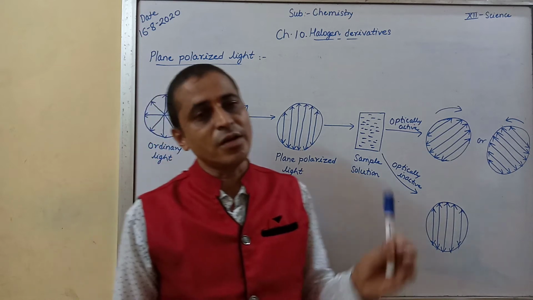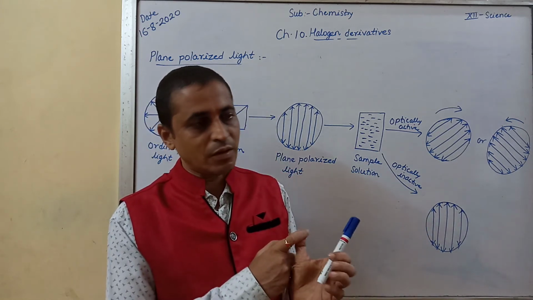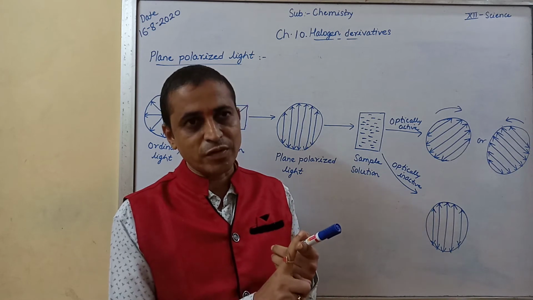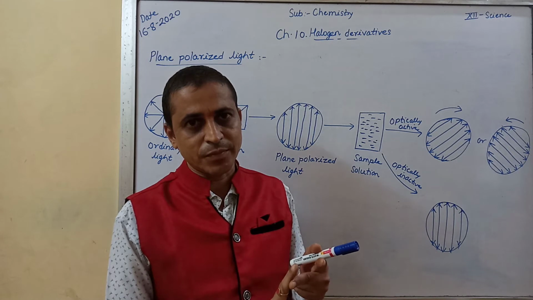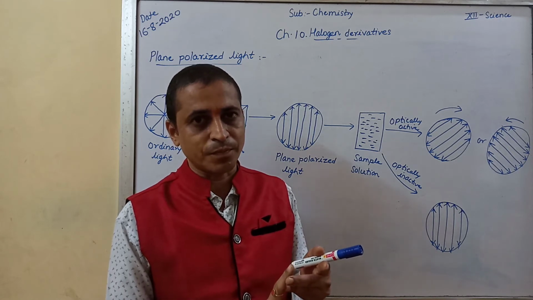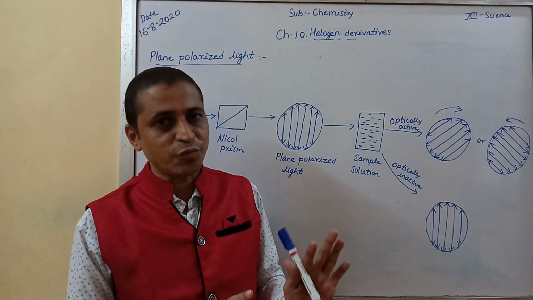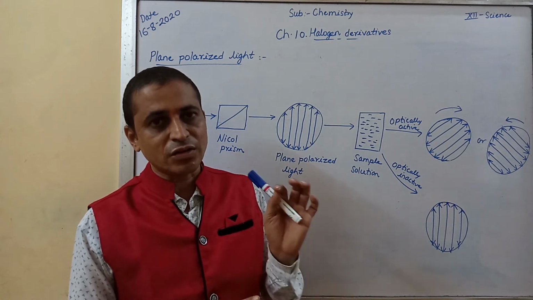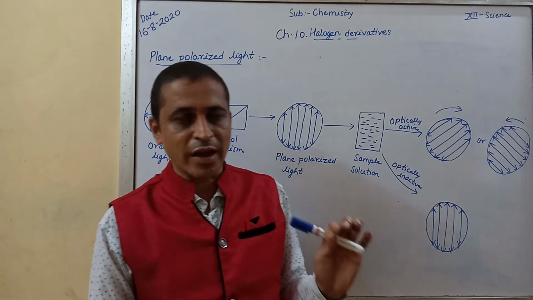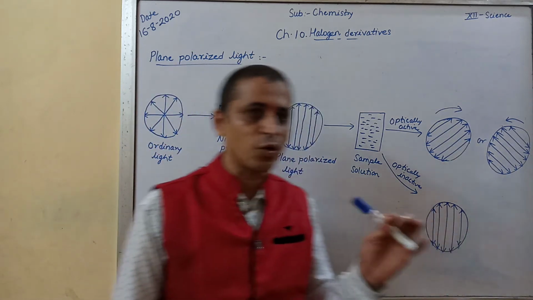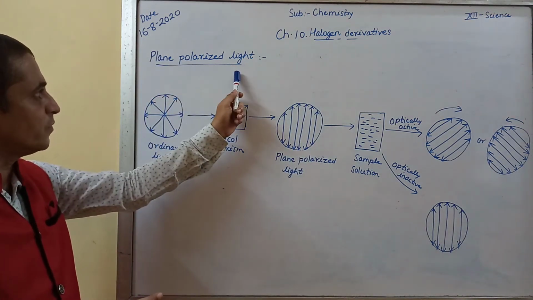In the previous lectures, we have started optical isomerism in halogen derivatives. As well as in that lecture, we have studied some concepts: stereoisomerism, chiral carbon atom, which is also called asymmetric carbon atom, chirality, and optical isomerism. Now you know that the optical isomers differ from each other in terms of a measurable property that is called optical activity. But before going to study optical activity, you must know the concept of plane polarized light.